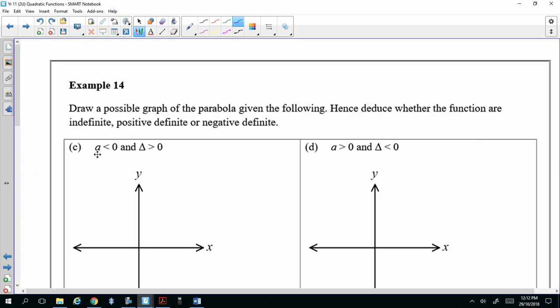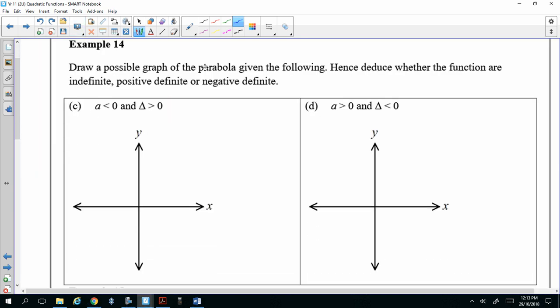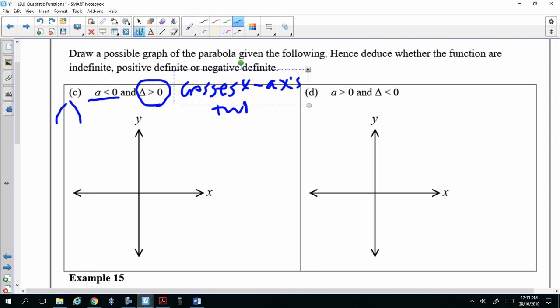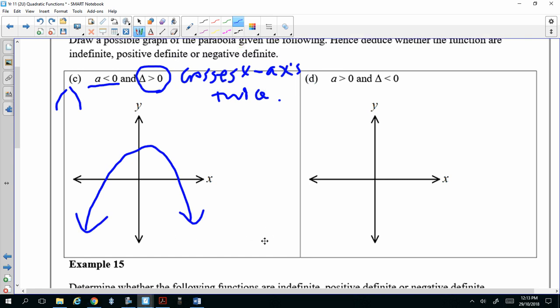So, draw a possible graph of the parabola given the following. Hence, deduce whether the function is indefinite, positive definite, or negative definite. Very good question. Let's look at it. A less than 0, what does it tell you? It is concave down. What does this tell you? It means that it crosses the x-axis twice. So can you picture what it looks like now? It will look like this. So what do we call that? Indefinite. Very good. Try the next one. See if you can work it out.